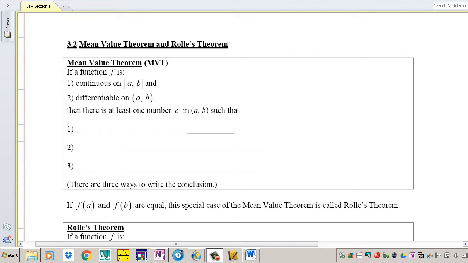Hey guys, welcome to 3.2 Mean Value Theorem and Rolle's Theorem. In this video, we're going to be talking about these two special theorems in calculus.